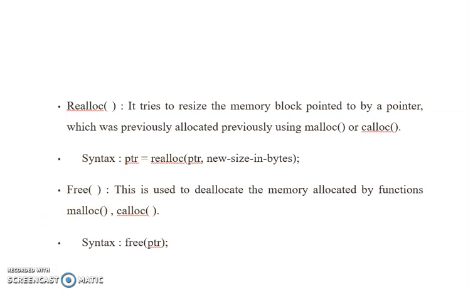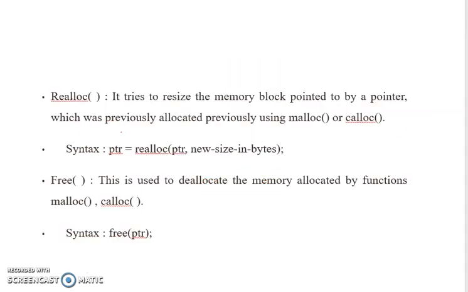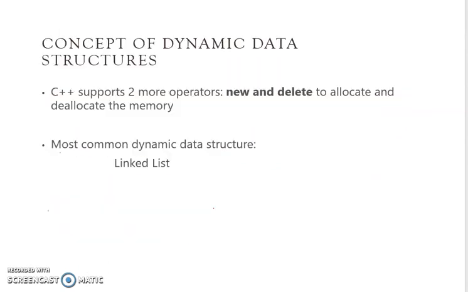Now moving on to C++, what we actually have is 2 new operators. Here they are, new and delete. Previously there were functions in C. Now we can directly use operators to allocate and deallocate the memory in C++. Now we know the most common dynamic data structure, that is the linked list. Using the new and delete operators to operate on a linked list is what we are going to see here.